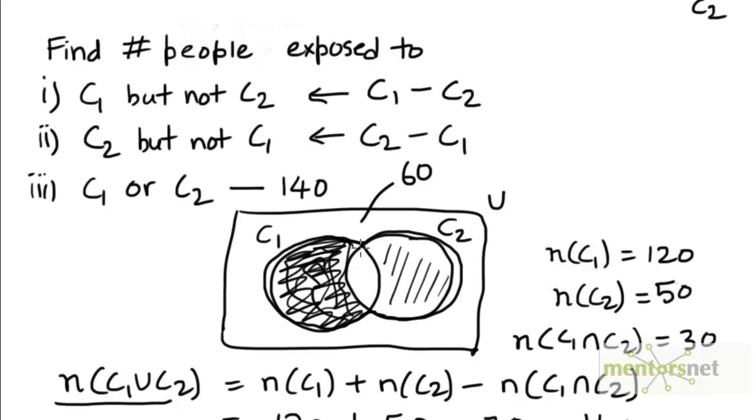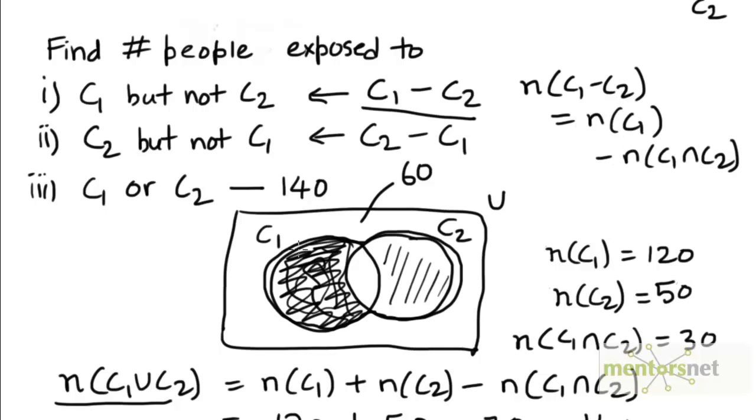So from the Venn diagram, it should be clear how you would calculate the number of elements in C1 minus C2. If you know the total number of elements in C1, you can subtract out the elements that are common to C1 and C2, and you would get the number of elements in C1 minus C2. So N of C1 is given to be 120, and N of C1 intersection C2 is given to be 30. So this value would be 90.